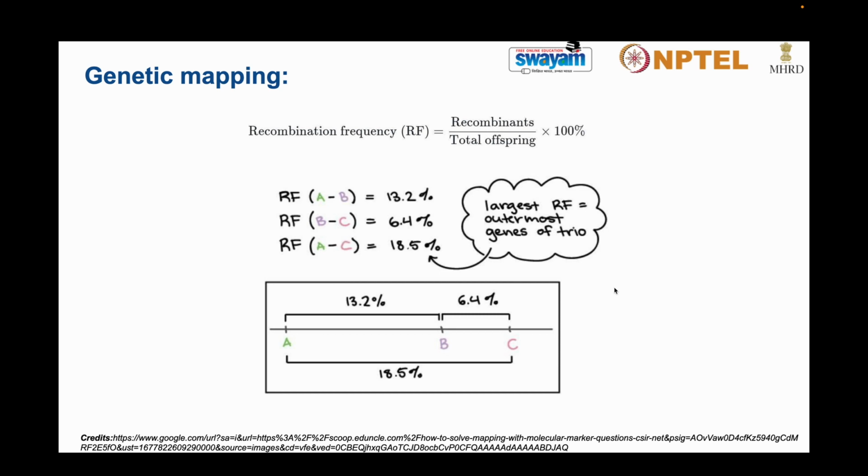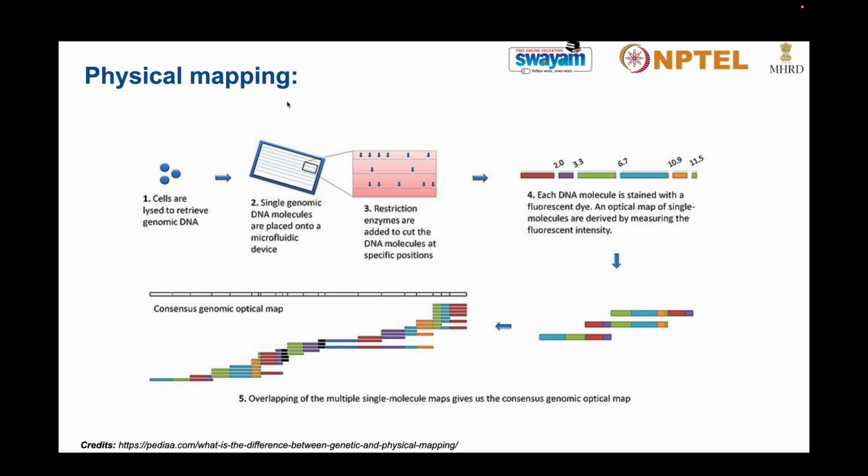Now let's move to another topic, that is physical mapping. How do we construct a physical map? This is one technique which is based on restriction digestion. We take the cells required to collect the genomic DNA. Firstly the cells are lysed, broken to retrieve the genomic DNA. Then single genomic DNA molecules are placed into a microfluidic device, and in this device we provide restriction enzymes so that they can cut the DNA molecule at specific recognition sequences, and each DNA molecule is stained with a fluorescent dye. An optical map of the single molecules is derived by measuring the fluorescent intensity.